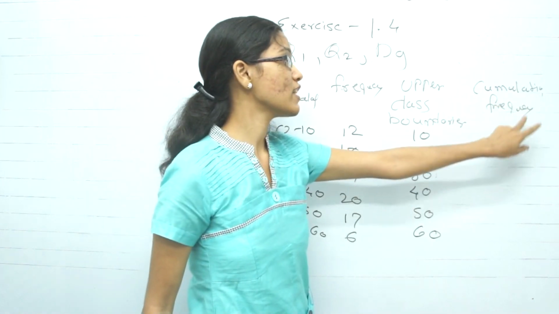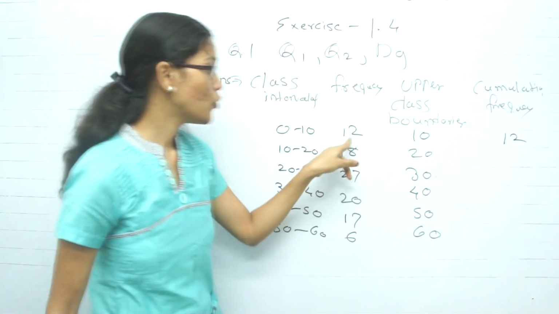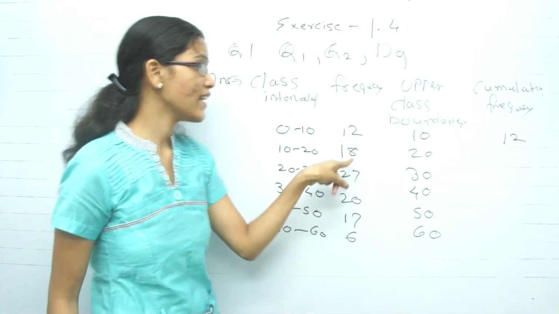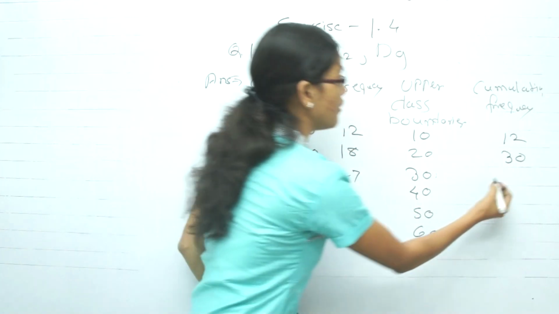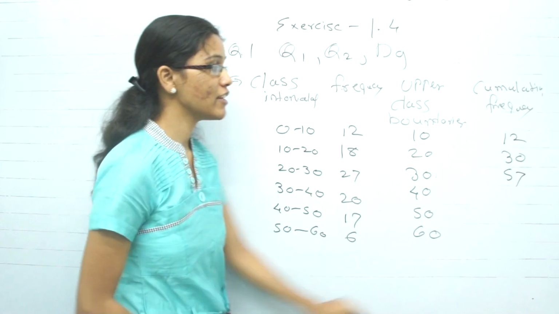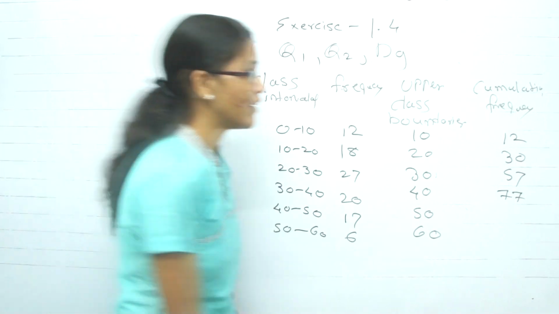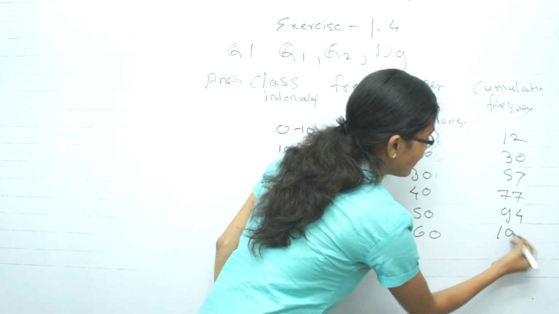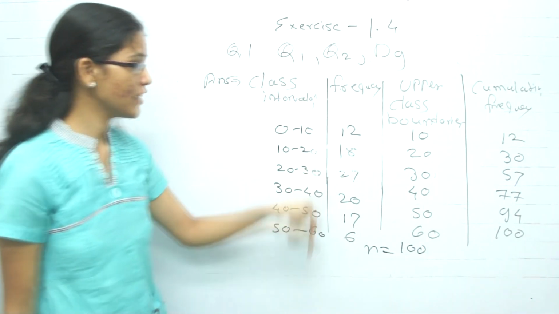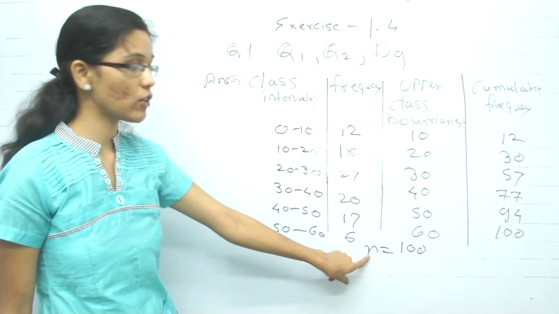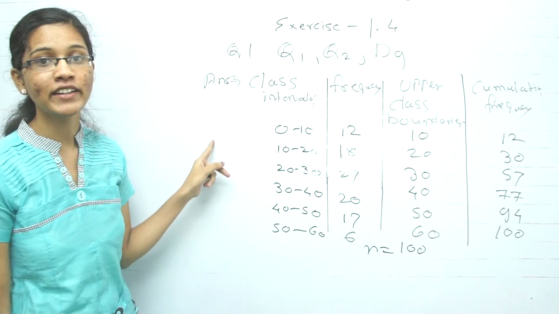And how do you calculate the cumulative frequency? This 12 we put here. Then 12 plus 18 is equal to 30. Then 30 plus 27 is equal to 57. Then 77, then 94 and 100. Here n is equal to 100. N is called the total frequency, so the total frequency is equal to 100.